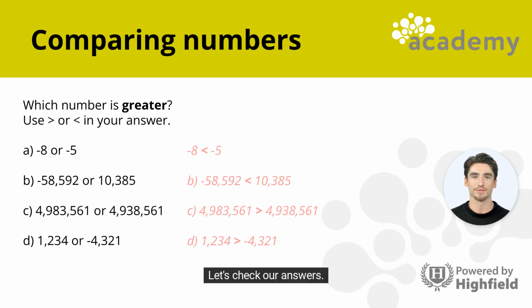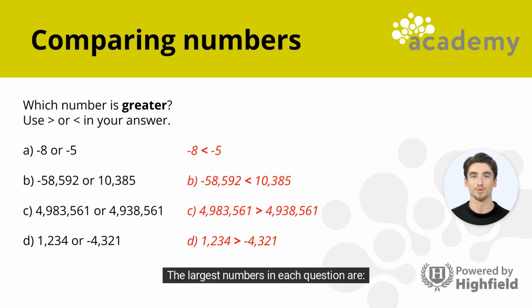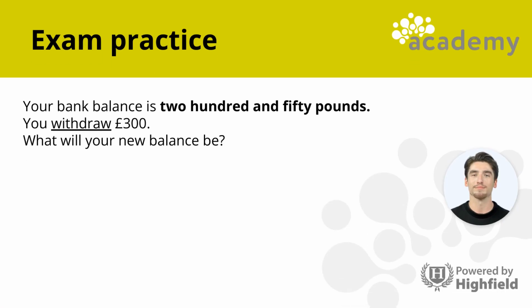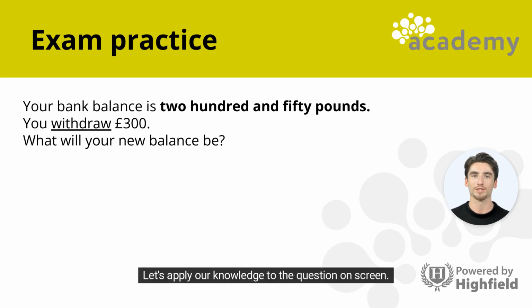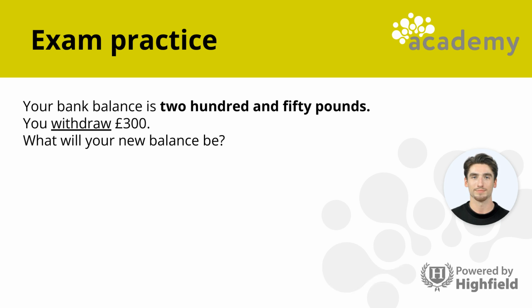Let's check our answers. The largest numbers in each question are -5, 10,385, 4,983,561, and 1,234. Let's apply our knowledge to the question on screen. Pause the video while you read the question and calculate the answer, then press play to continue.